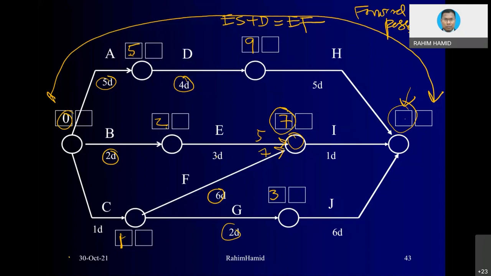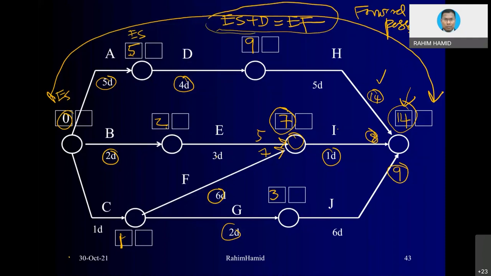For H, nine plus five equivalent to 14 as one value. We hold on to the value. How about for I? Seven plus one equivalent to eight as another value. How about J? Three plus six equivalent to nine. You see, between 14, 8, and 9, 14 is the bigger number, and 14 will be here. So now you see, on the left side, early start and early finish, from this drawing, we have filled in through the concept of forward pass calculation the early finish value. So our project will be completed in 14 days.